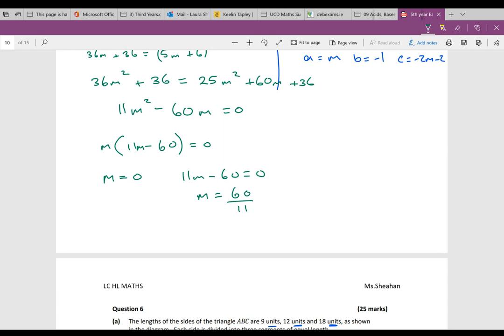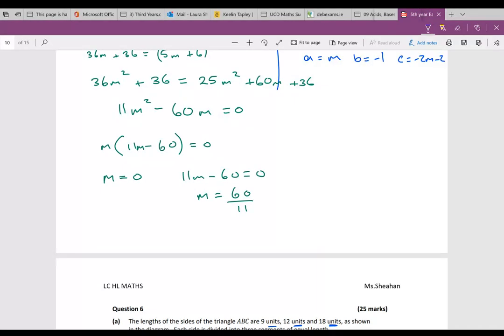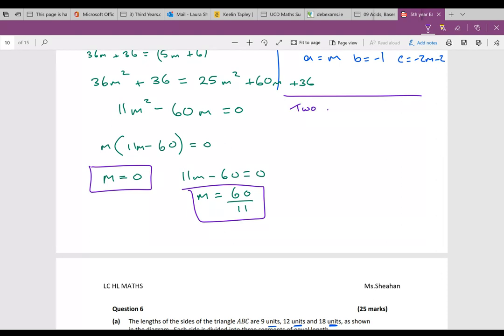Okay, now I'm not quite done. I'm actually going to change my pen again. Let's go for a nice purple color this time. Okay, so I have two equations, or two possible equations. One with a slope of 0, one with a slope of 60 over 11. Okay, so two possible equations.